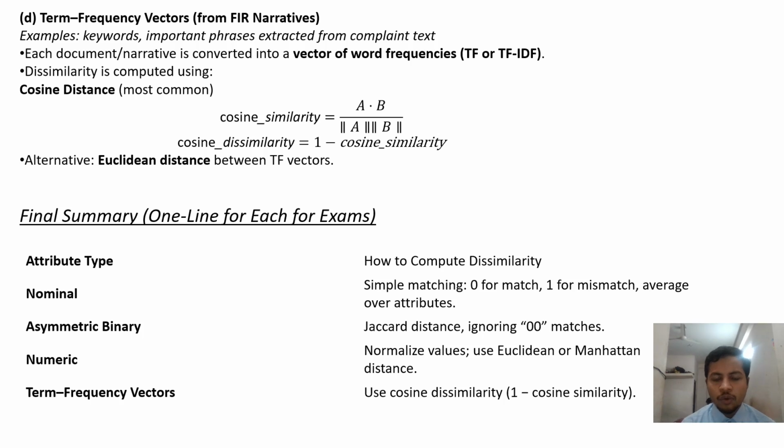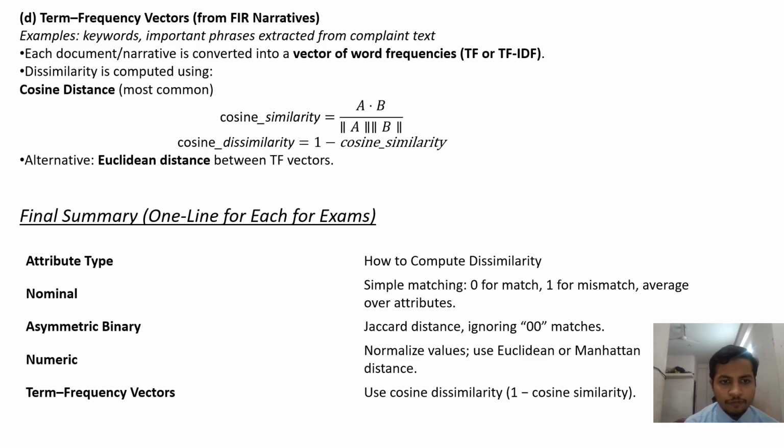Cosine similarity equals vector A dot vector B upon the modulus of vector A times the modulus of vector B. Cosine dissimilarity equals 1 minus cosine similarity. An alternative to cosine similarity is Euclidean distance between TF vectors.